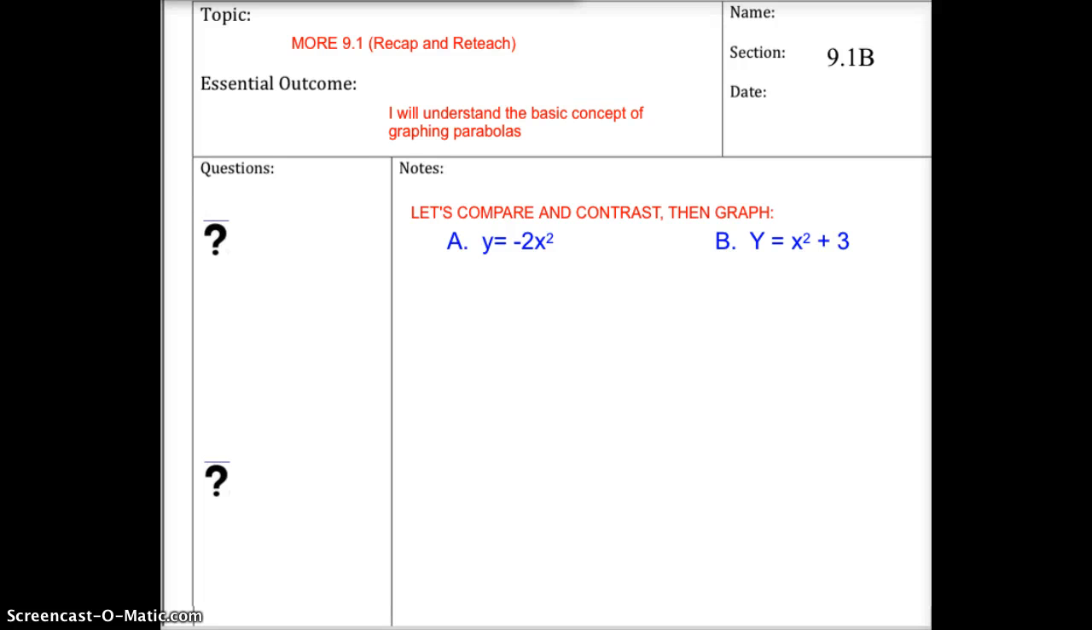This is the notes for day 2 of 9.1. We're really just going to go over what we did in 9.1a, and today for homework we'll just continue our work on the bookwork and we'll have a short worksheet.